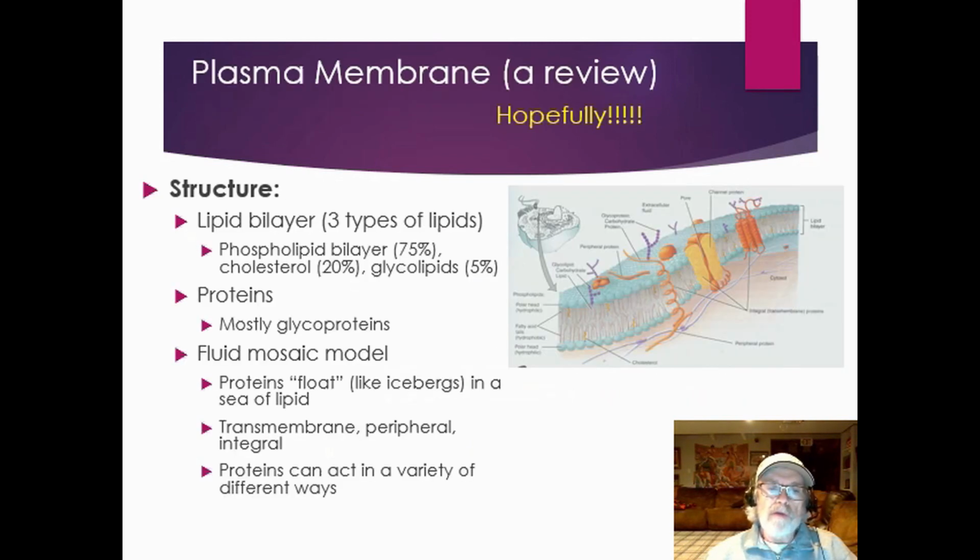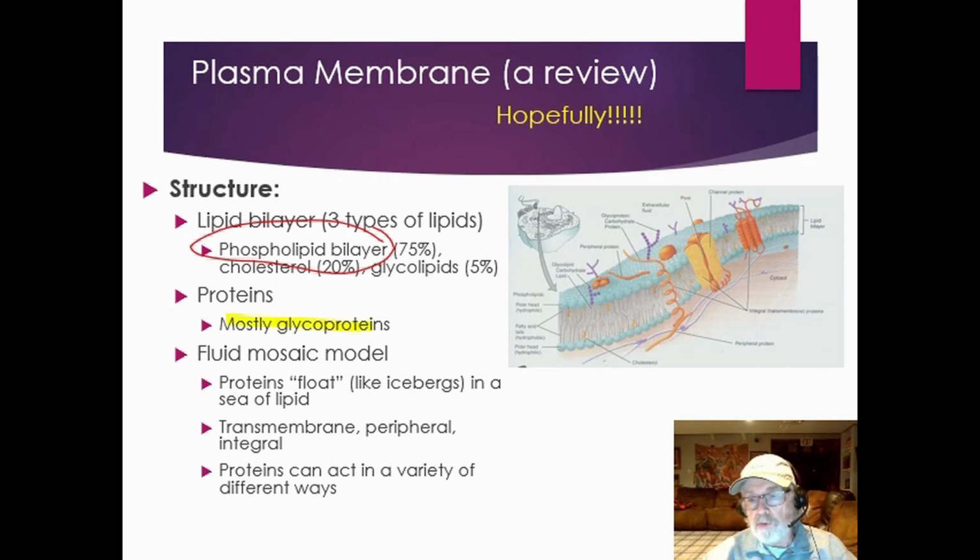First of all, as a review, and hopefully this is something you know from when we talked about cell structure and the cell membrane, we know that it's a lipid bilayer, and it has a couple of different lipids. This is the previous slide from the first lecture. We know that it has three layers, but the most important one is the phospholipid. Most of the proteins that we have are called glycoproteins.